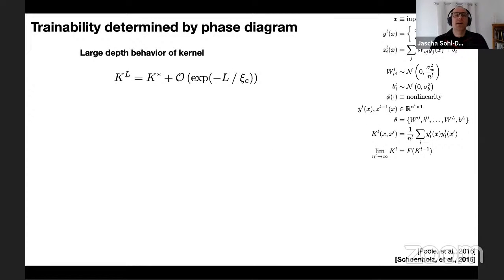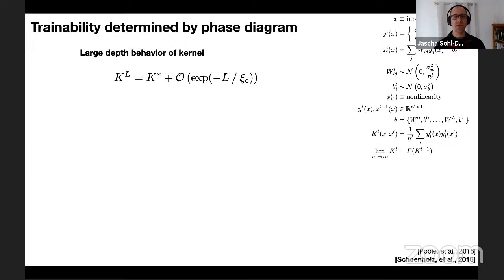In order to evaluate the trainability of the network at initialization, we can look at what happens to the second moment matrix K^L as the network becomes very deep. The evolution of the second moment matrix, the number of data points by number of data points covariance matrix K with depth, is a recurrent process. With every layer of the network, we apply F to K over and over and over again.